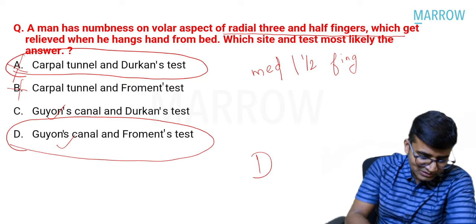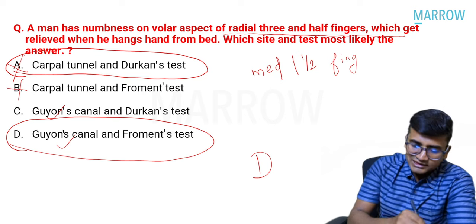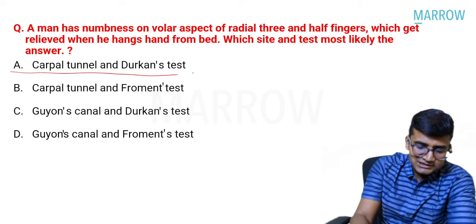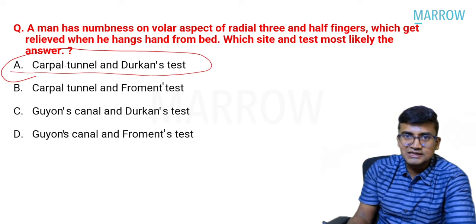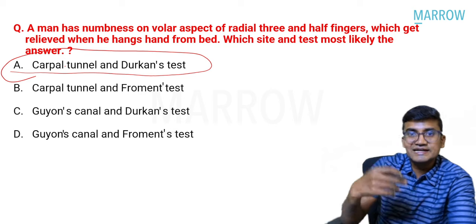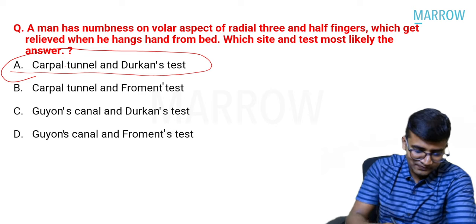So now the question is about the median nerve, lateral 3.5 digits in the palmar side. The answer is option A, carpal tunnel syndrome, with Durkan's test or Phalen's test or Tinel's sign. Anything can be given in the future.